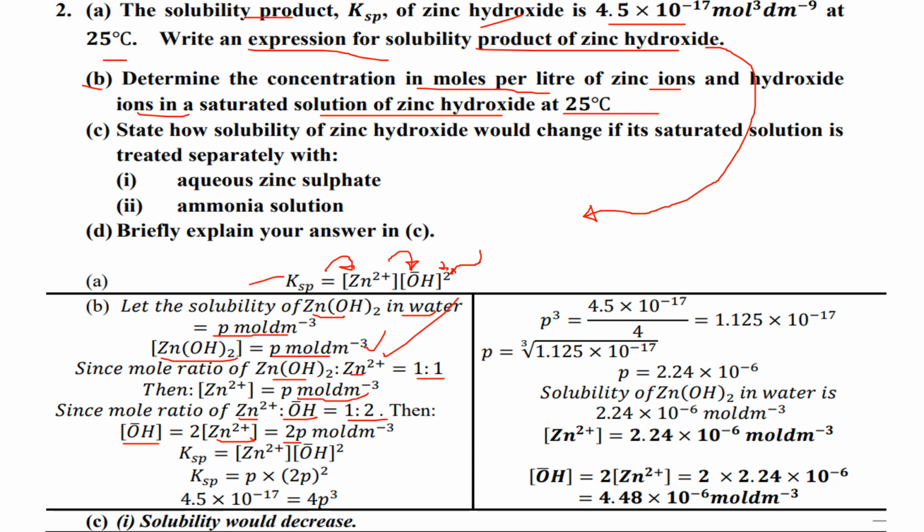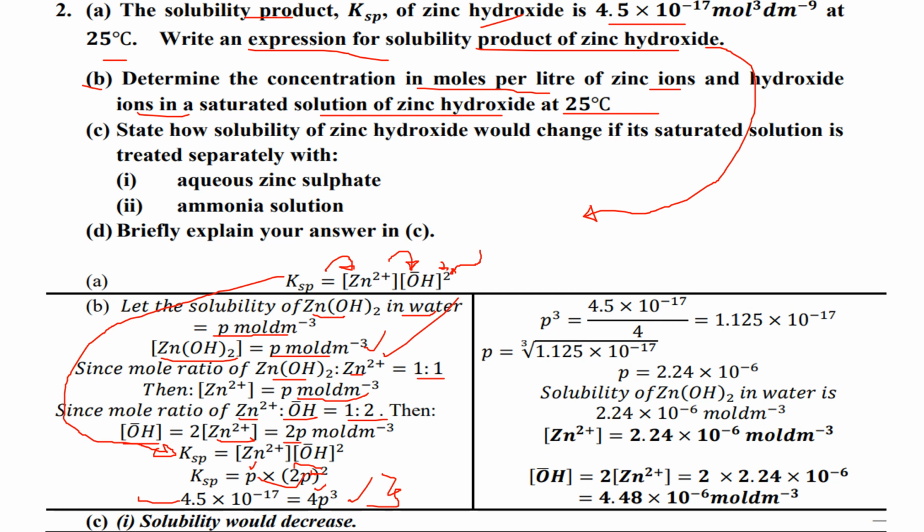Now we bring back the expression used to calculate the solubility equilibria, and then we substitute our molar concentrations. So this is going to be p times 2p, raised to power 2. So this 2 squared, we get 4, and squaring p, we get p squared. Then p squared times p, you get 4p cubed. And this is going to be your solubility equilibria. Remember that the solubility product was already given in the question as 4.5 × 10^-17.